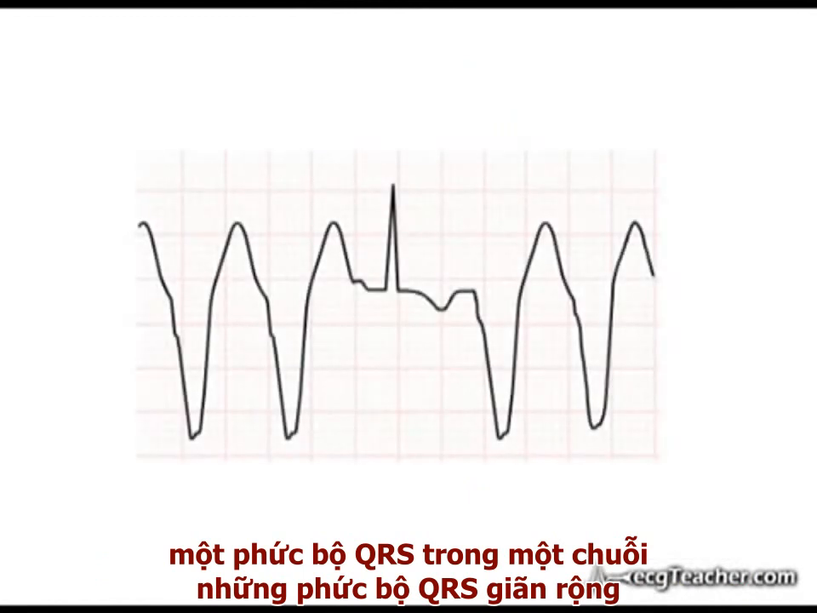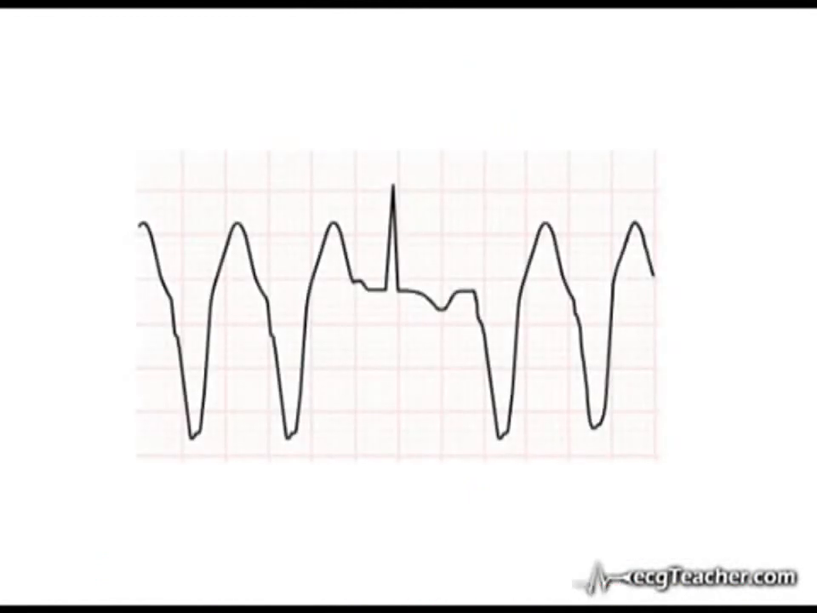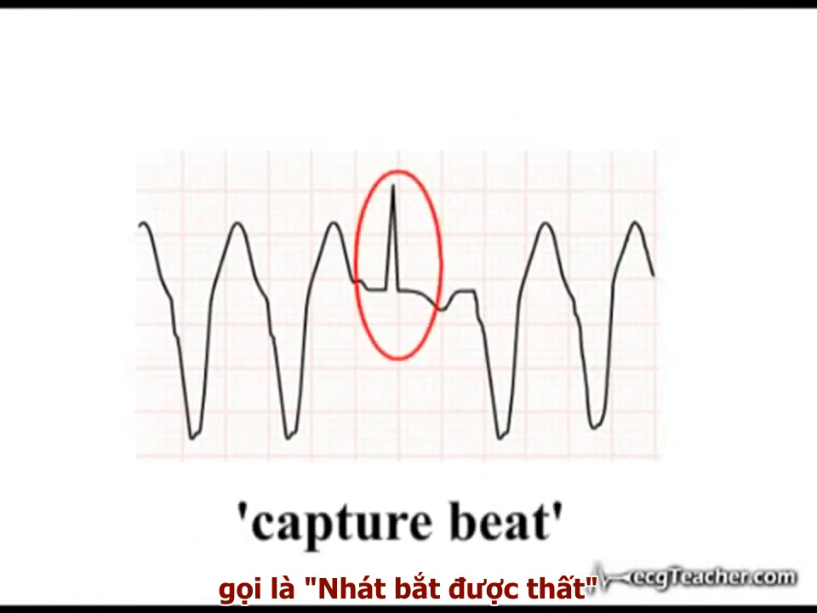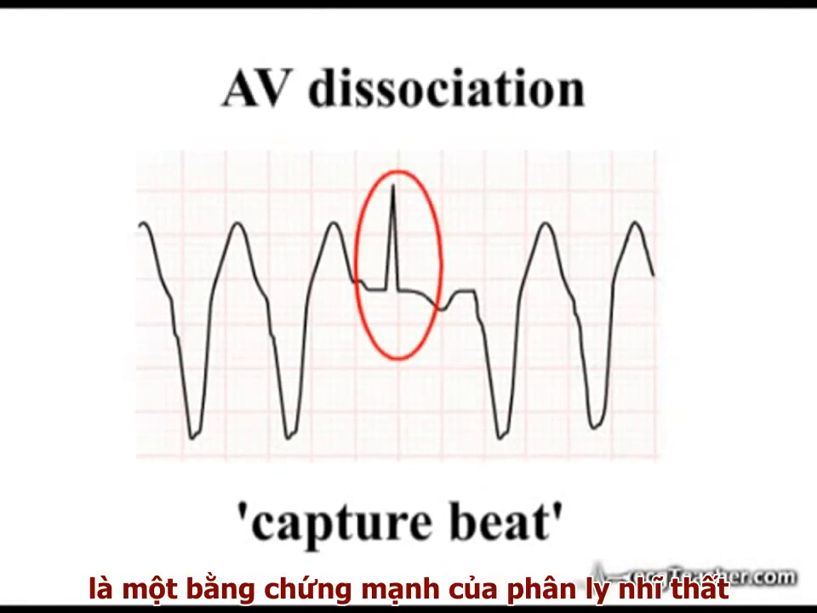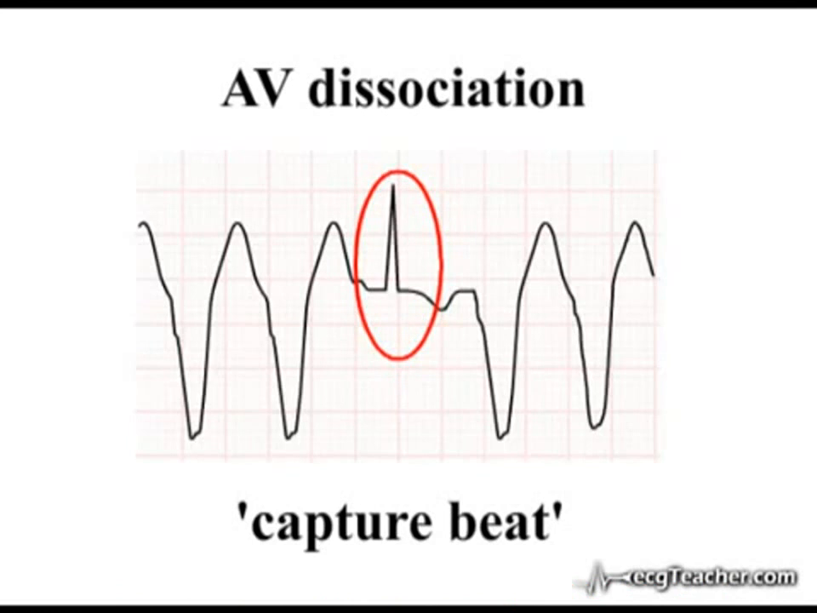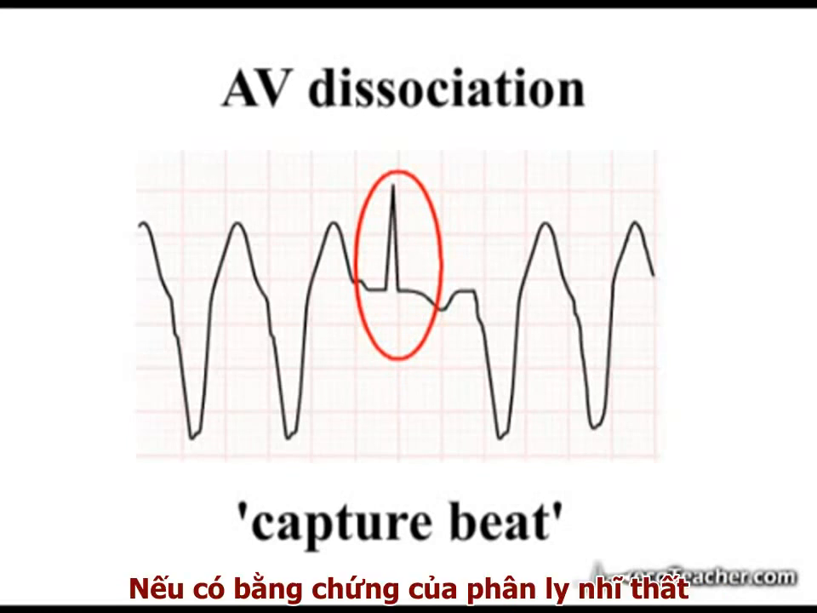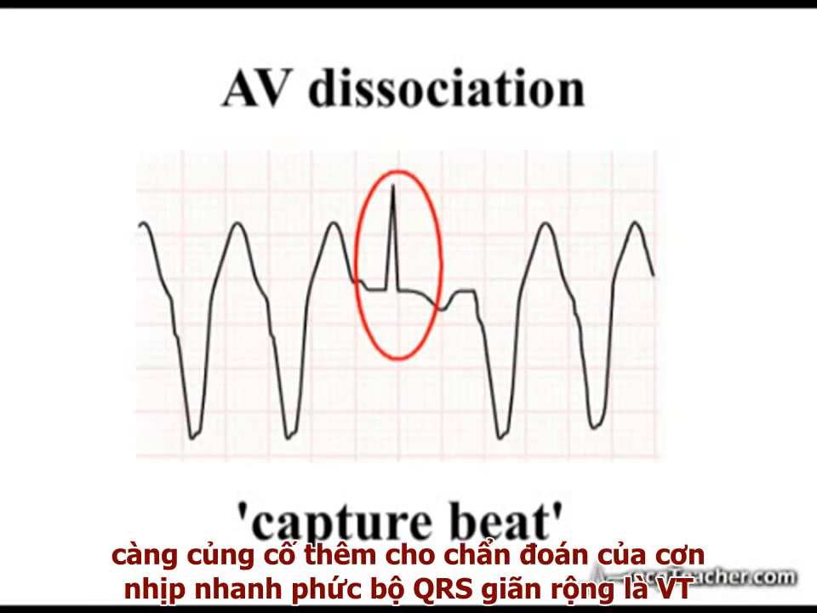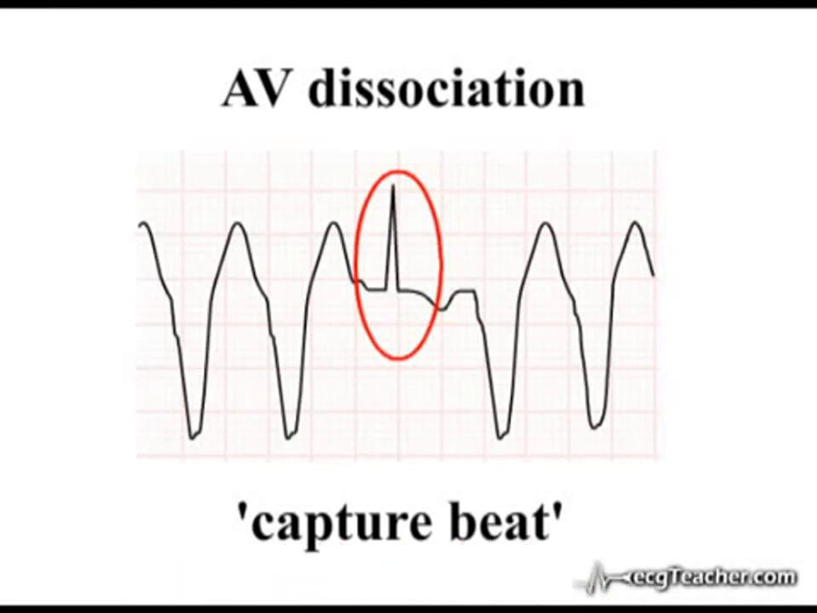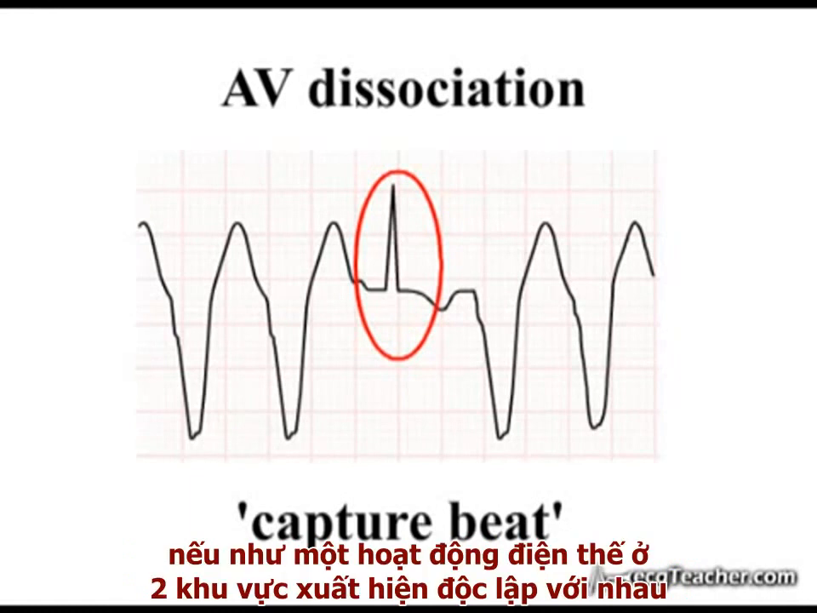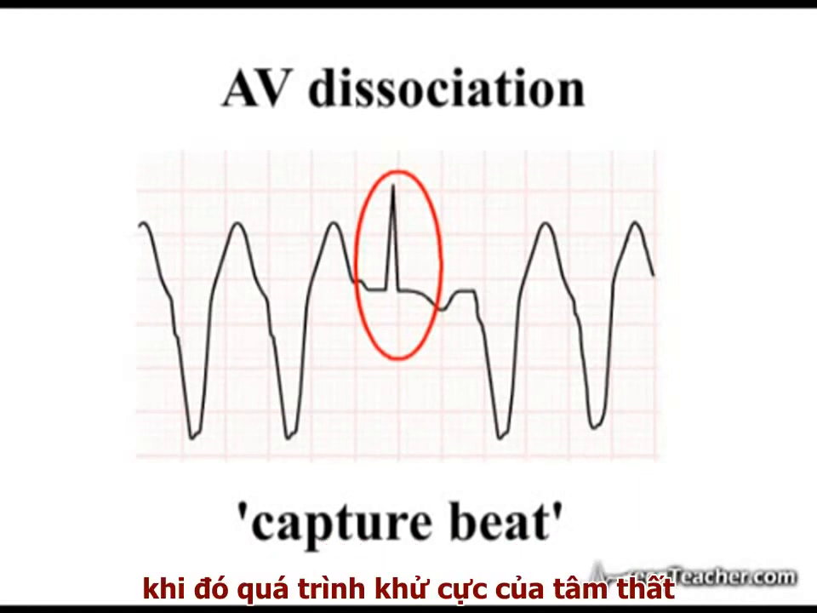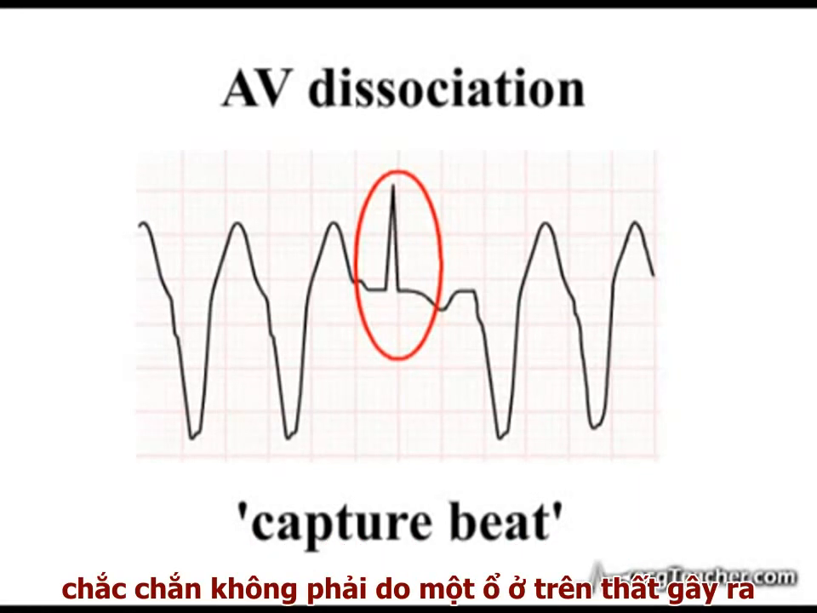Recognition of a normal QRS complex in a run of broad complex tachycardia, a capture beat, is strong evidence of AV dissociation. The presence of evidence of AV dissociation is very reassuring in diagnosing a broad complex tachycardia as VT. By definition, if electrical events in the two regions are occurring independent of one another, then ventricular depolarization is not being driven from a supraventricular focus.